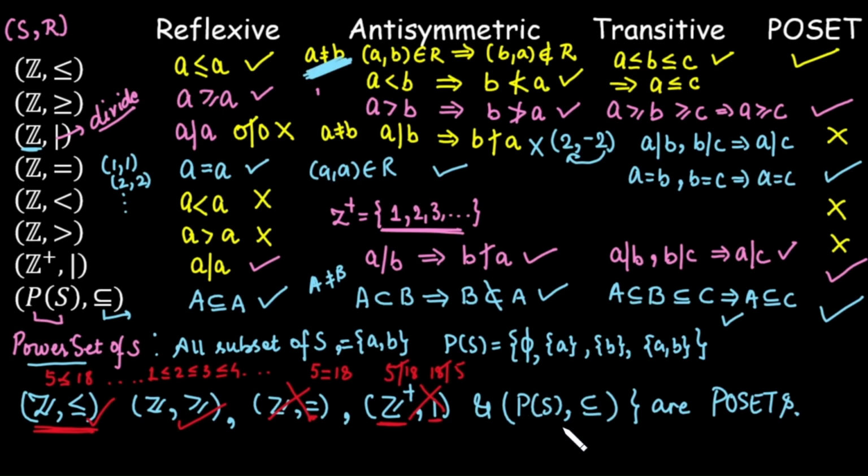Now what about this one? Whether this is a totally ordered set? So here we have taken a simple example. Here we can say that the set A is a subset of B. No. Can we say that B is a subset of set A? No. It means these two elements are incomparable and hence the set is not a totally ordered set.